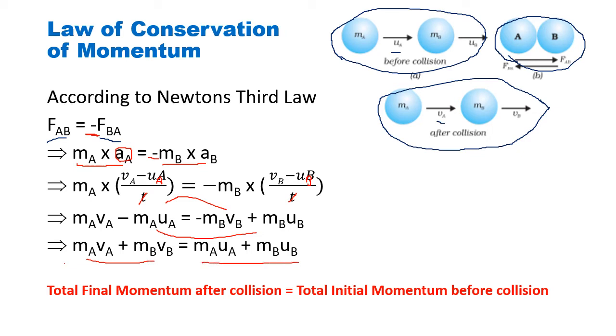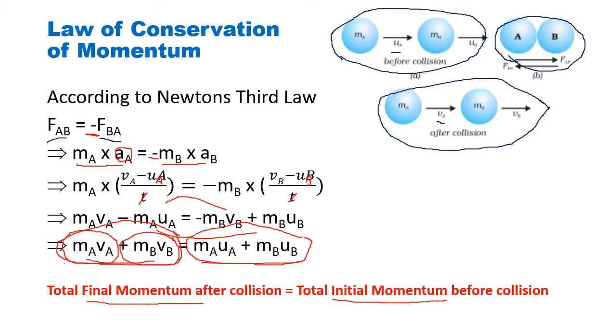Now what is m into v? You know m into v means momentum. So this is the momentum of body A after the collision, mAvA, and the momentum of body B after the collision. The sum of them both, the total momentum of the system after the collision, equals the momentum of the system before the collision. So total final momentum after collision equals total initial momentum before collision. So this is the law of conservation of momentum derived from Newton's third law of motion.